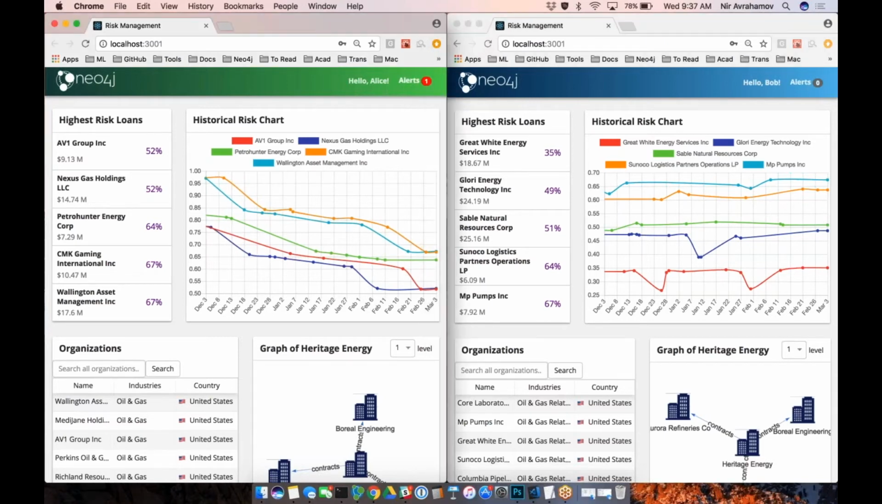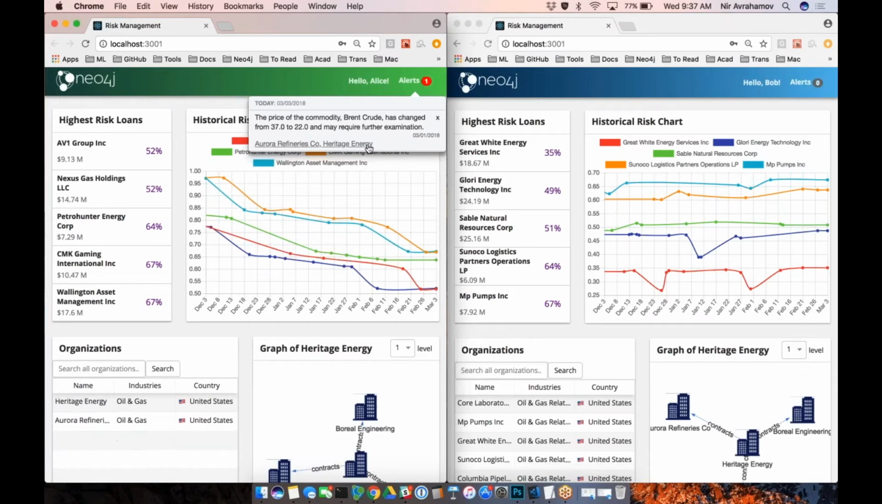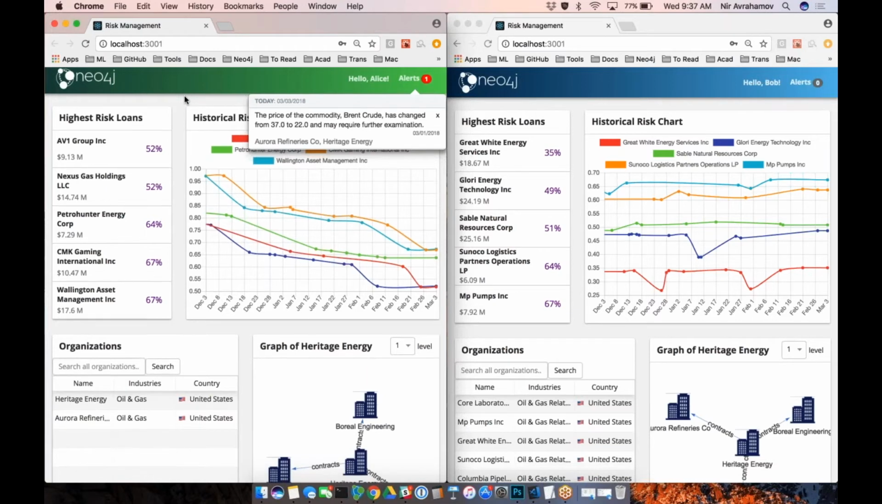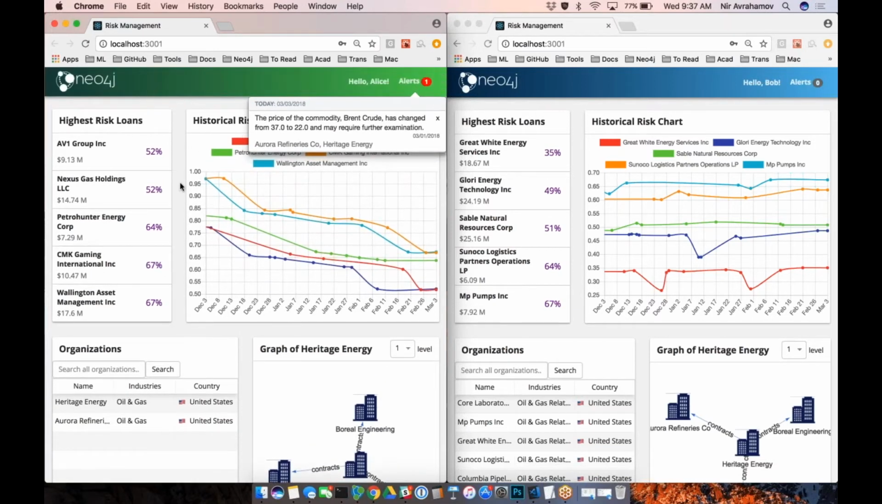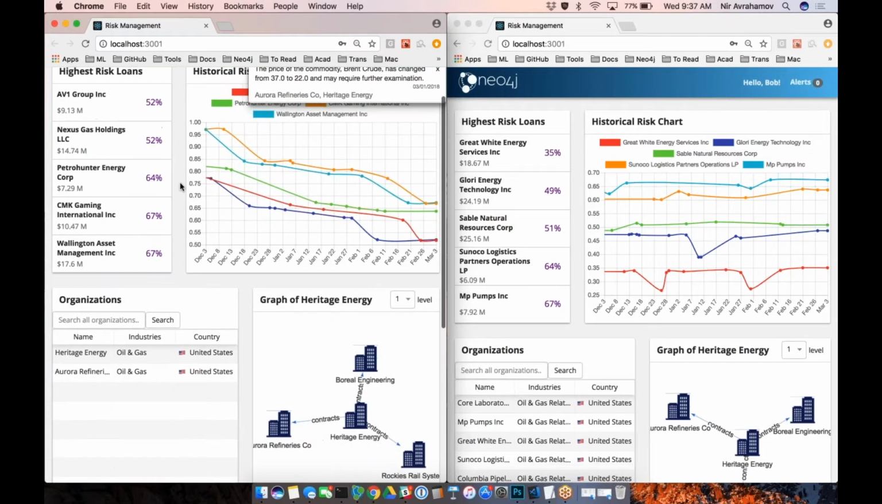And as you can see, Alice just got an alert. This alert is essentially saying that the price of Brent crude has just dropped significantly from $37 to $22. And maybe Aurora Refineries and Heritage Energy are impacted because those are the companies that are directly connected to the price of oil. Those are essentially oil companies, and Alice is following the oil and gas sector, right? So Alice is trying to figure out what to do, but meanwhile, there's another market event that happens.